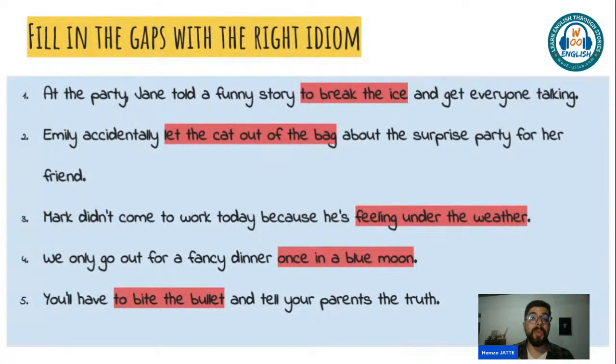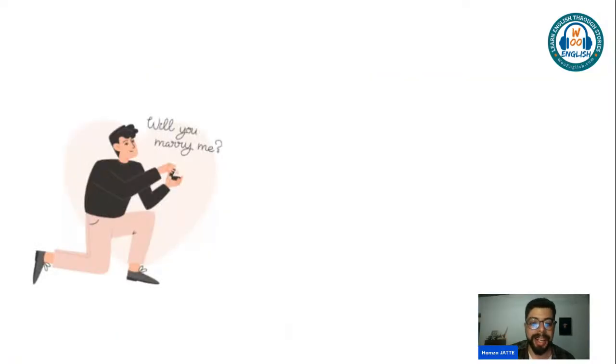Why? Because when you want to, for example, you did something bad and you want to tell your parents about it, this is very difficult most of the time. It's very, very difficult. So if you want to do it, you need to bite the bullet and tell your parents the truth. All right. Yeah, this is an expression.